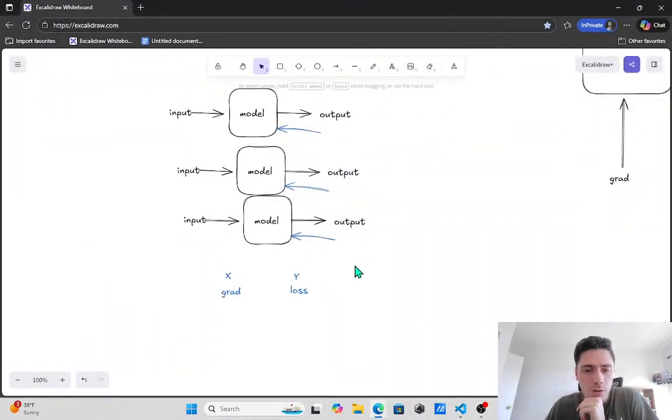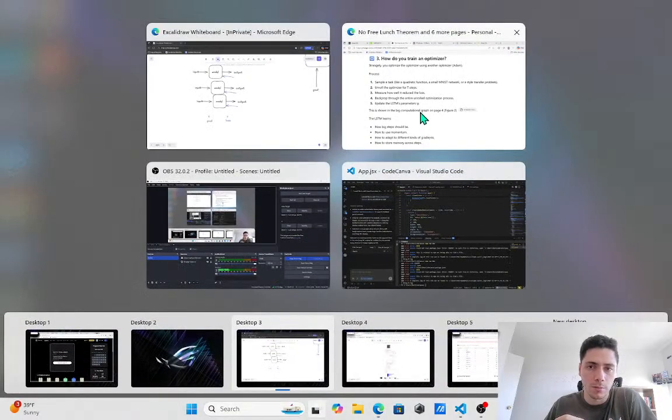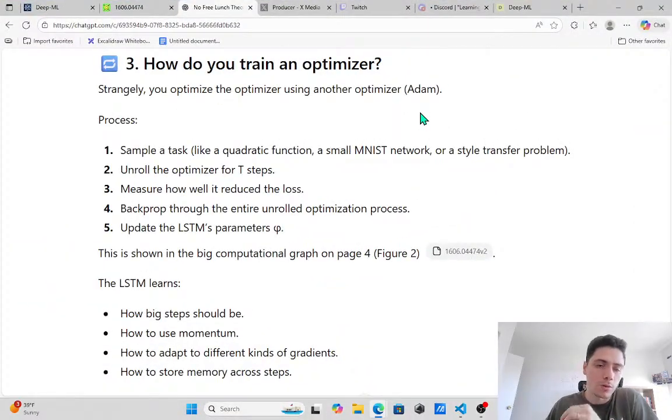So you unroll this, and then you basically have a bunch of grads and a bunch of losses, and you sort of backpropagate through time. So you do a big backpropagation, and see which gradients moved the loss more.